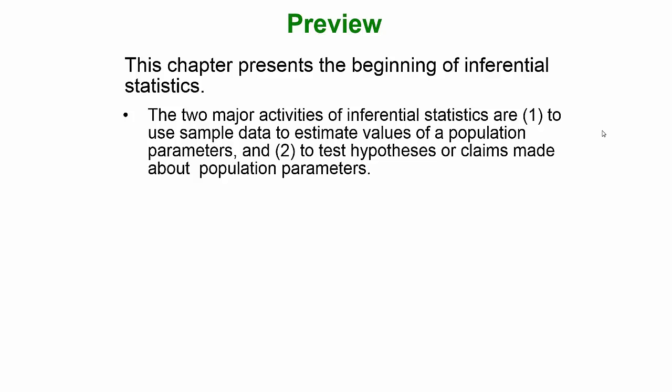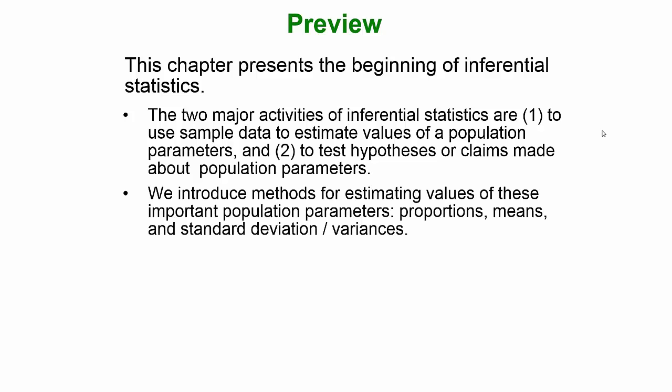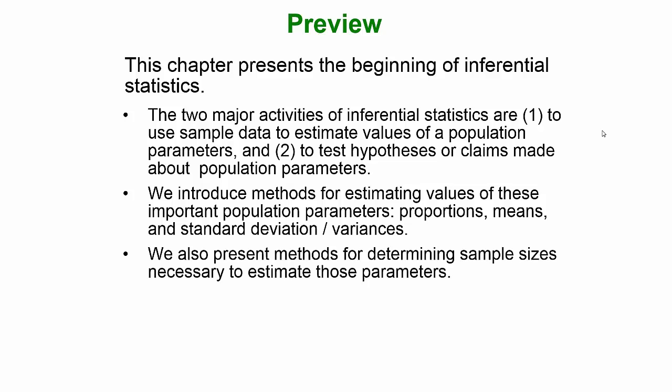This chapter presents the beginning of inferential statistics. The two major activities of inferential statistics are: 1. To use sample data to estimate values of a population parameter, and 2. To test hypotheses or claims made about population parameters. We introduce methods for estimating values of these important population parameters, whether they be proportions, means, and standard deviations or variances. We also will learn methods for determining sample sizes necessary to estimate those parameters.